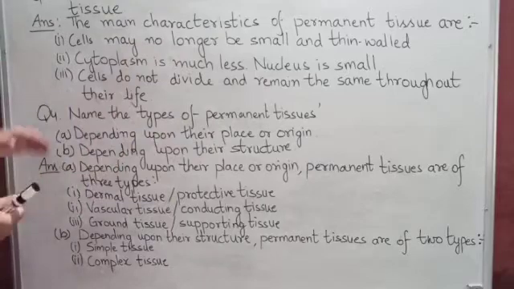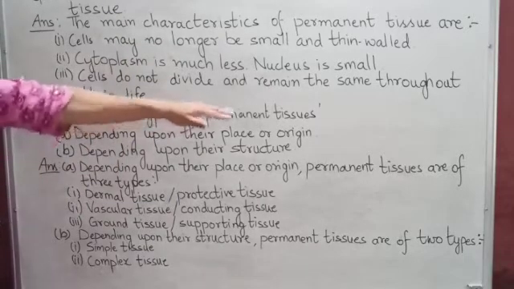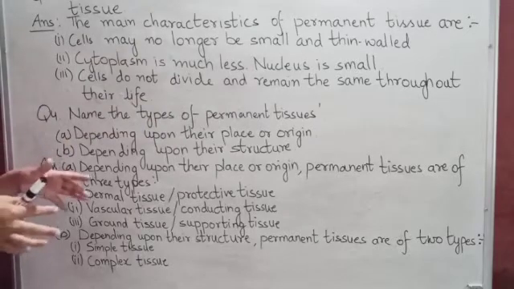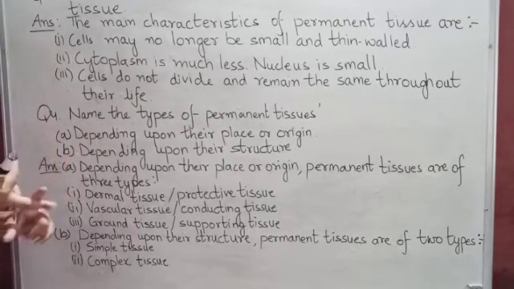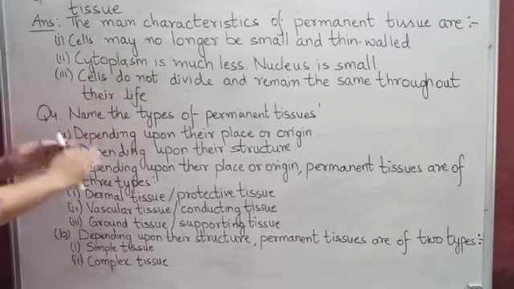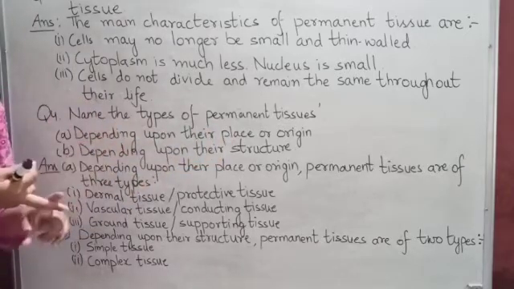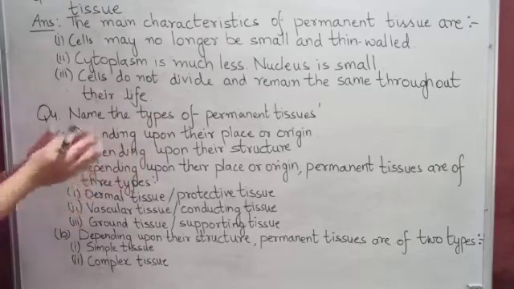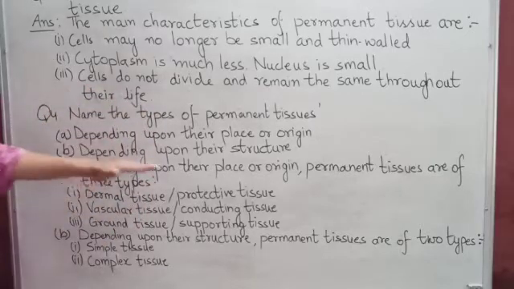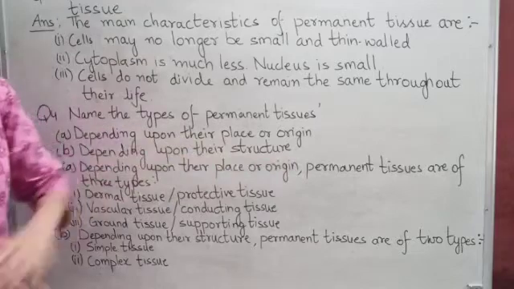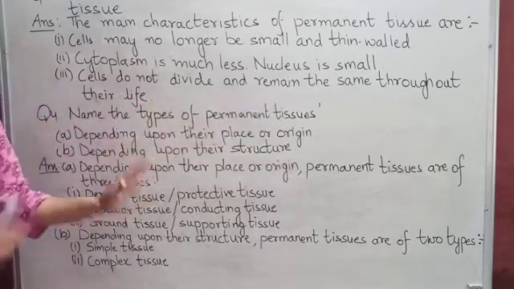Now, here we have question number 4. Name the types of permanent tissues. Depending upon their place or origin and depending upon their structure, permanent tissues are of the following kinds. What are they? Now see here, depending upon their place or origin, permanent tissues are of 3 types.